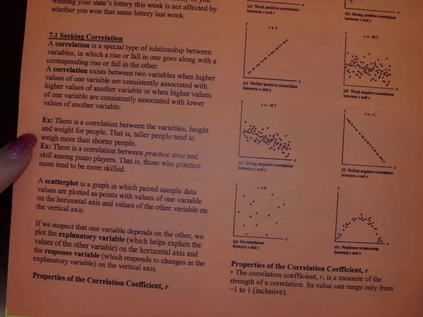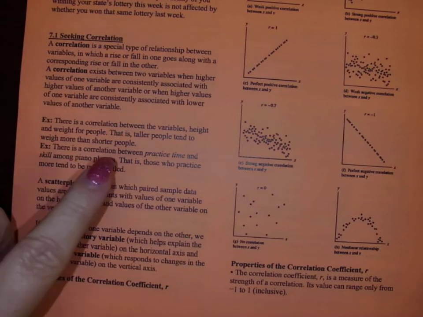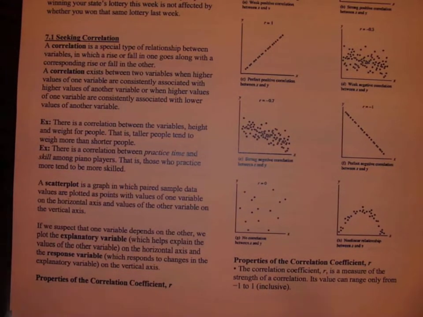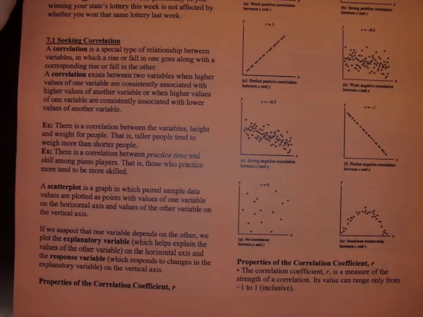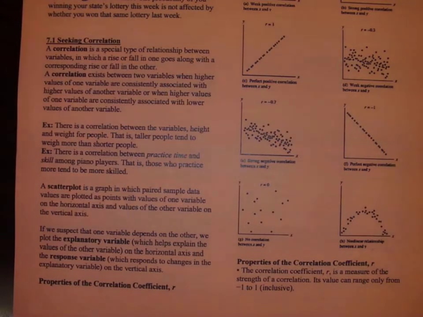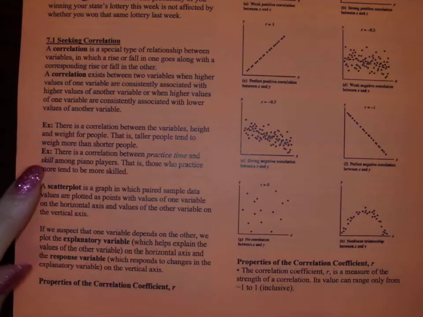Height and weight for people. That is, taller people tend to weigh more than shorter people because they have more bones, right? Larger bones because they're taller, they're going to be longer, whereas a short person's going to have shorter bones. And if you have shorter bones, then you're going to have shorter muscle and all of that. So it's not always the case, but typically that's what we see.